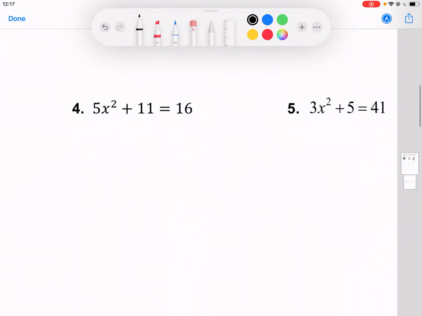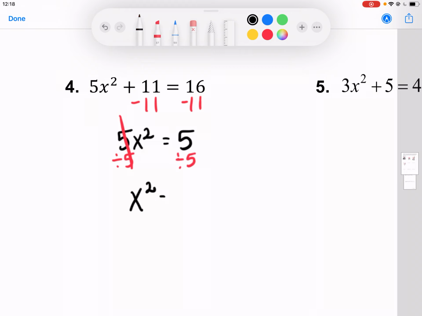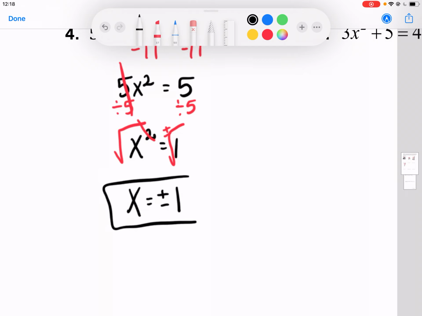All right, let's do a little more complicated. Same idea. So we're trying to get the x squared alone, so we'll subtract 11 from both sides. So 5x squared equals 5. And then, so you always move addition or subtraction over first. Then you divide by the coefficient in front of the x squared. So x squared equals 1. And then we can get rid of the square by taking the square root of both sides. And remember the plus or minus in front. So we get positive or negative 1 in this case. Square root of 1 is 1.